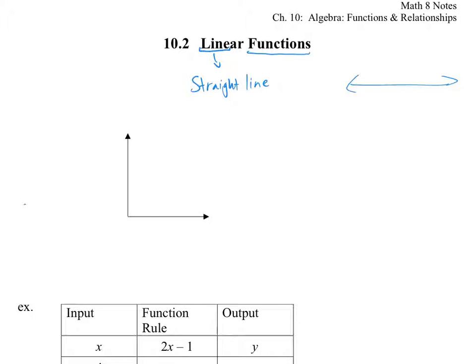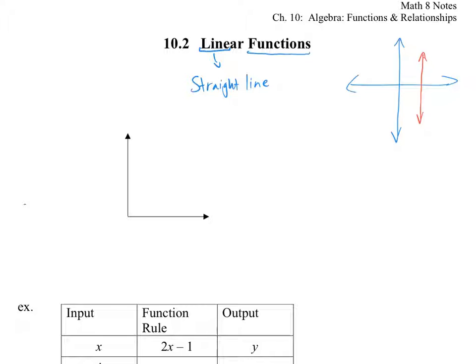So if we're talking about straight lines, and I'm just going to try to draw a graph here, what kind of straight line could I draw that has an x value with more than one y value? What does the line have to look like? Horizontal or vertical? Vertical.